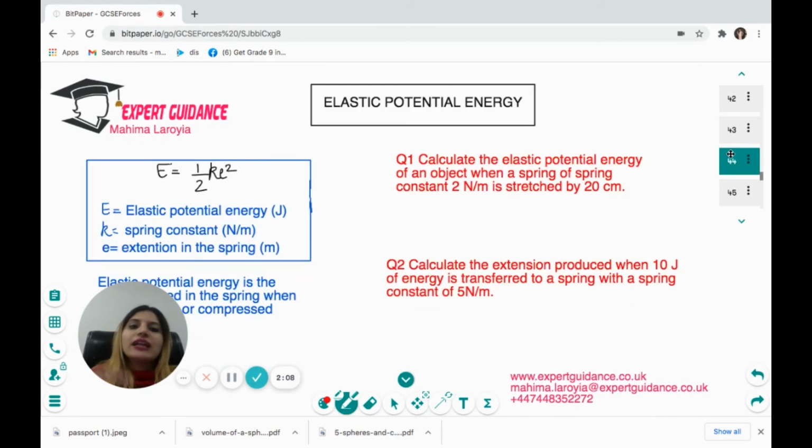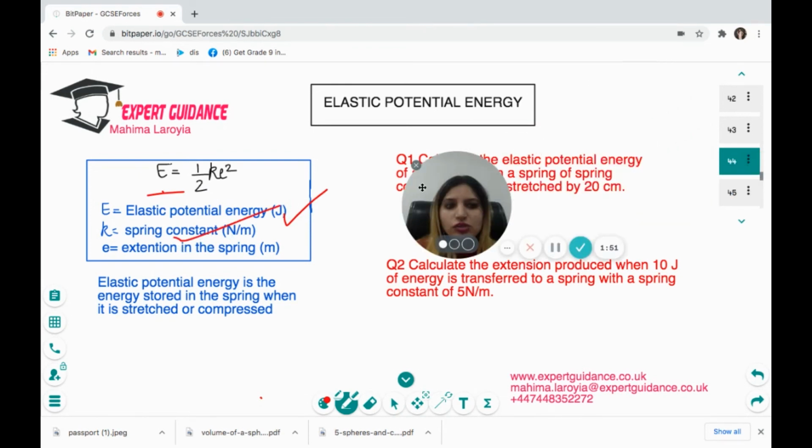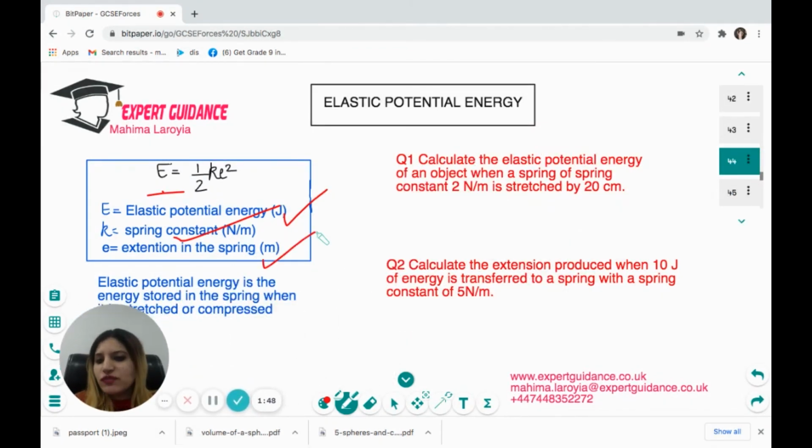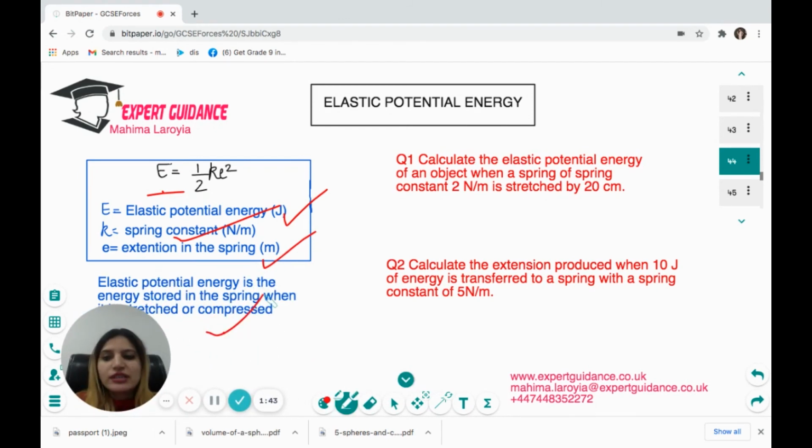Now, as you know, all elastic objects, when forces are applied, also have elastic potential energy stored in them. And the formula to calculate elastic potential energy is half k e squared, where E is the elastic potential energy, which is measured in joules, k is the spring constant given in newtons per meter, and e is the extension of the spring in meters. Elastic potential energy is the energy stored in the spring when it is stretched or compressed.